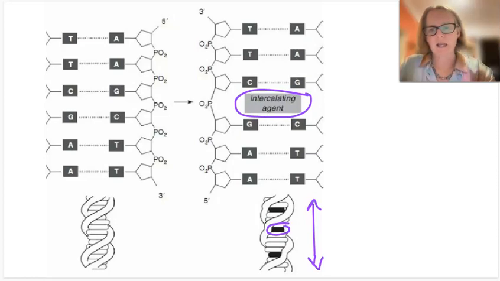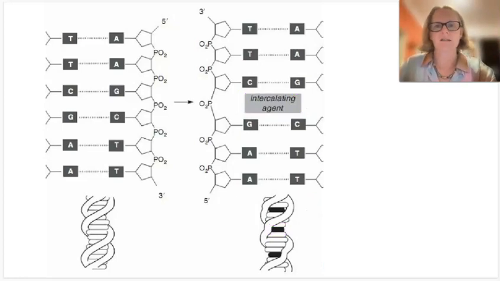If you stretch the DNA like this, you're going to cause a frame shift mutation. So that's where the codons are read incorrectly. And frame shift mutations cause big changes in the protein sequences that we get. So that's another one.